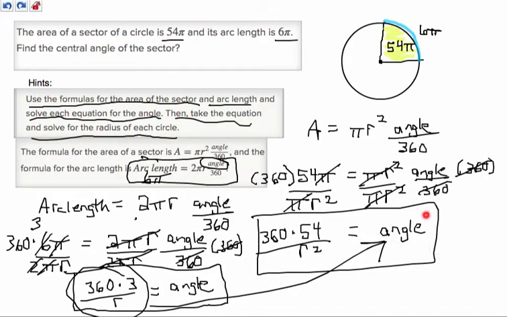Notice we isolated the angle in this equation and in this equation, so we can use either of these two equations to find our angle. Let's use this one. 360 times 3 divided by 18, the radius, equals our angle. 18 divided by 3 is 6. 3 divided by 3 is 1. 6 goes into 6 one time. 6 goes into 360 60 times. So our angle equals 60 degrees.